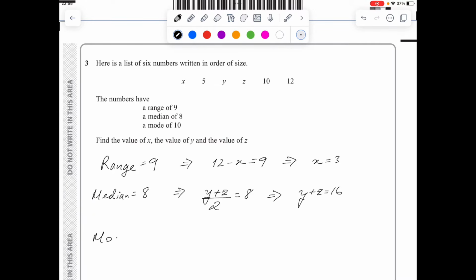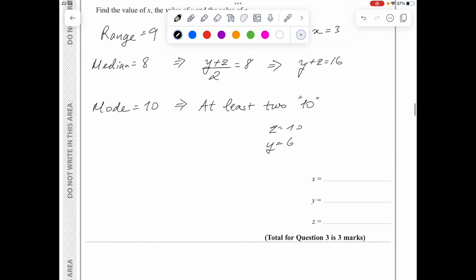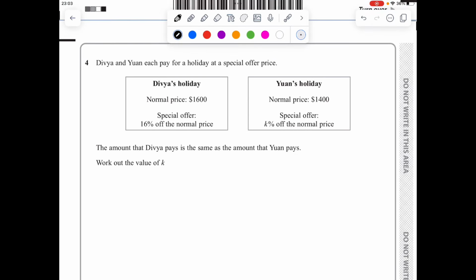Finally, the mode is equal to 10, which implies that there must be at least 2 tens. Hence, z must be 10. Thus, y is equal to 6. So we have x equals to 3, y is equal to 6, and z equals to 10.